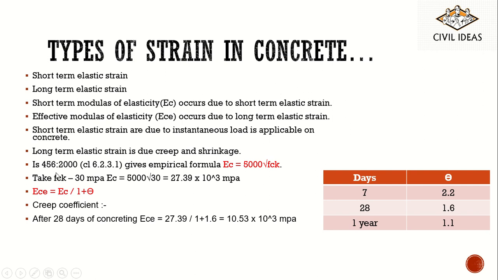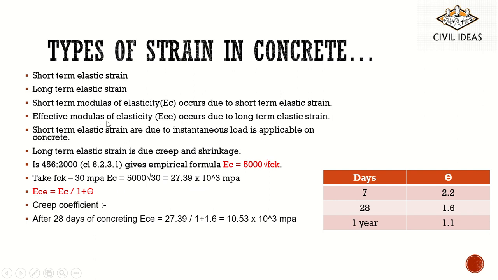As I told in our previous slide, as per IS 456 clause number 6.2.3.1, the empirical formula is EC equal to 5000 root FCK, which is the short-term modulus of elasticity. Now, for example, take FCK equal to 30 megapascal or 30 Newton per mm square. Put 30 in this value. Now, 5000 into root over 30 will give you 27.39 into 10 to the power 3 megapascal, which gives you the short-term modulus of elasticity.